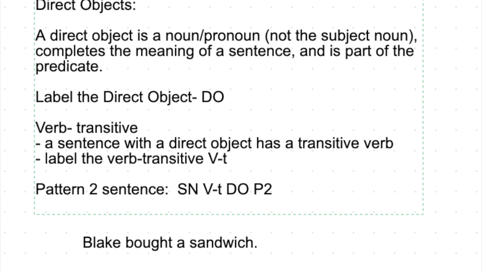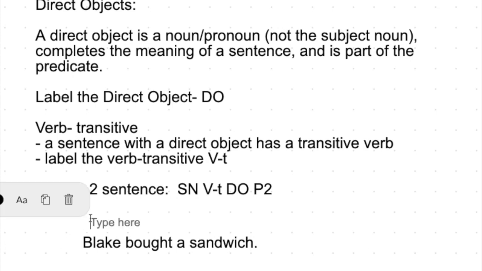I'm going to show you how to do this with our example sentence below. It says, Blake bought a sandwich. Now we just follow the steps to classify, and this is actually easier than you think. So we first want to ask ourselves, who bought a sandwich? So who is the sentence about? The answer is Blake. So it's our subject noun.